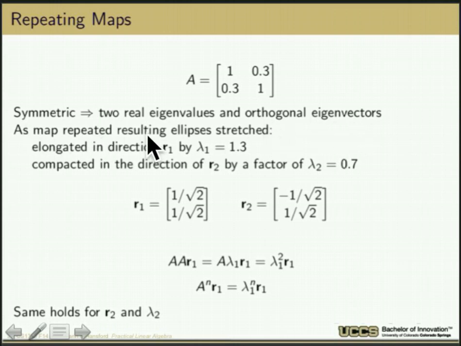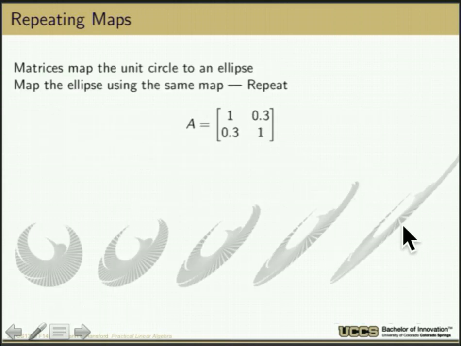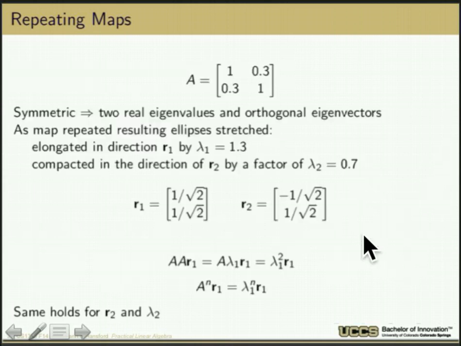So it's symmetric. That means it has 2 real eigenvalues and 2 orthogonal eigenvectors. And as a map, it's repeated, resulting in ellipses stretched along the lambda 1 direction by 1.3 and compacted in the R2 direction by a factor of 0.7. So it's scaling along the R1 and R2 directions and has one eigenvalue greater than 1, one less than 1, which is why this direction is getting bigger and this direction is getting smaller. And these are our eigenvectors. Again, you can just stick them in, solve for them, or ask MATLAB what they are.